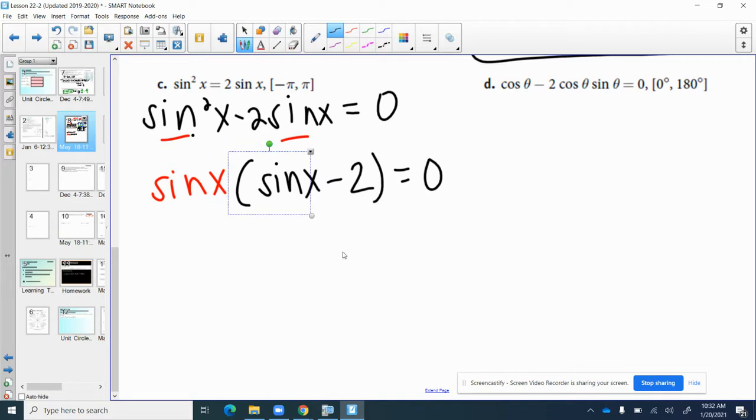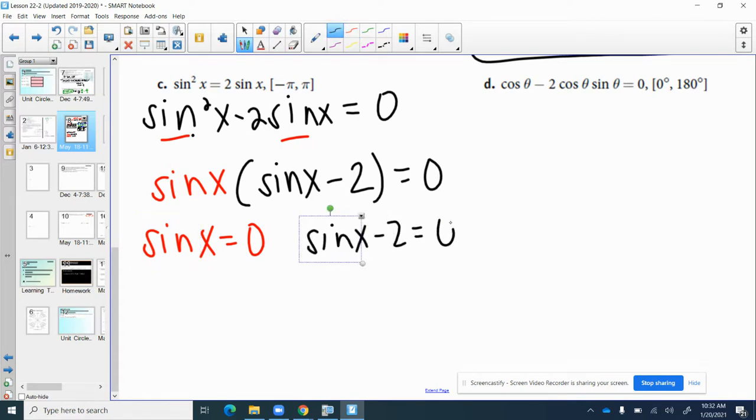And the reason we want to do that is because we have 2 different pieces we want to set equal to 0. Had we just divided that sine away, we would have lost sine of x equals 0. And then we also have sine of x minus 2 equals 0. Well, we talked about it before. Sine of x is never going to equal 2. Sine of x and cosine of x can't equal a number bigger than 1. So we would actually not have an answer using this one, okay? That's not going to happen. Sine of x equaling 0, though, is a value that we can find an answer for.